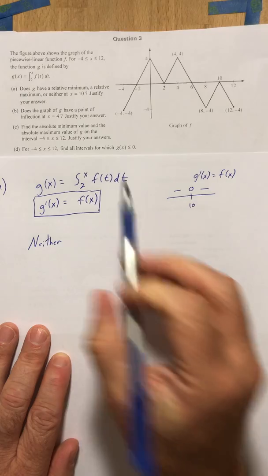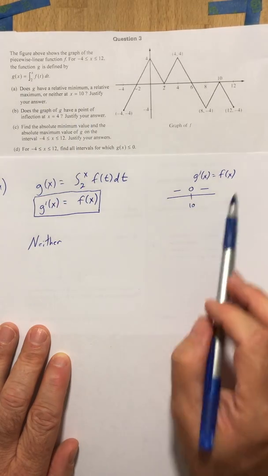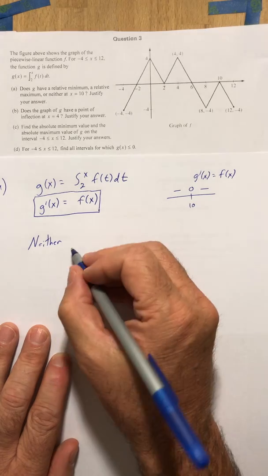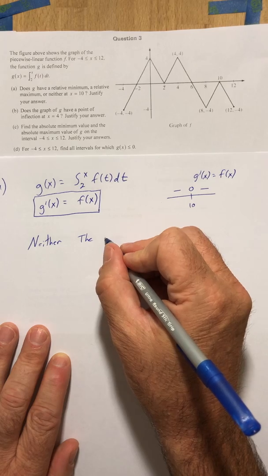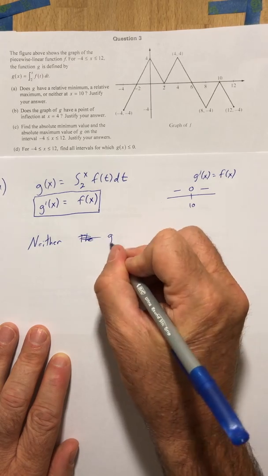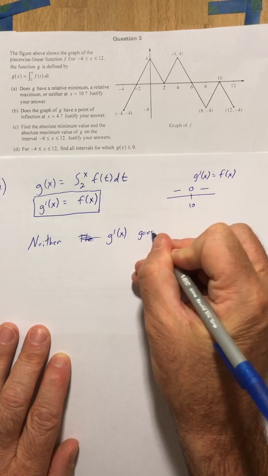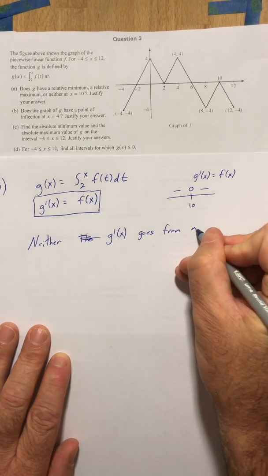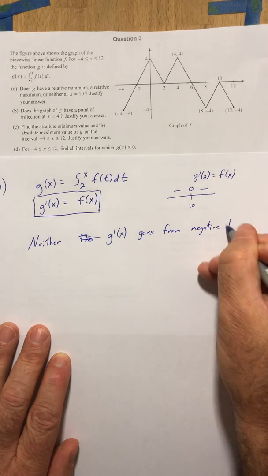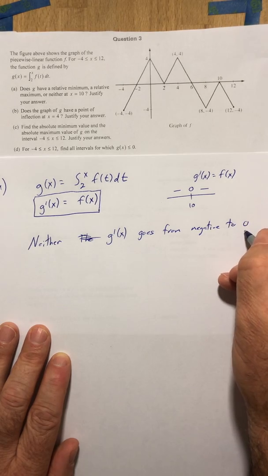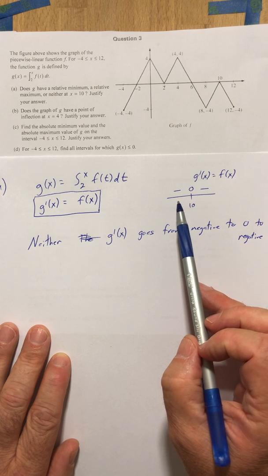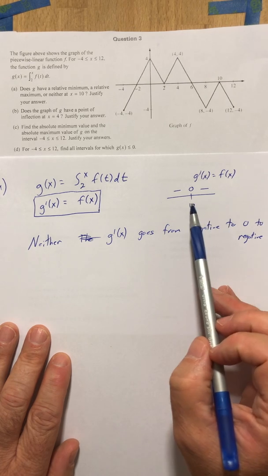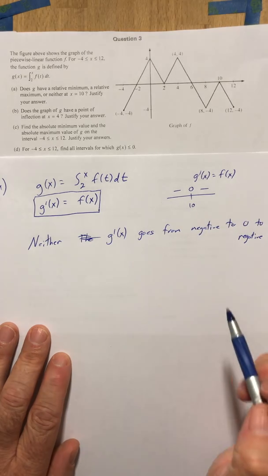What you need to do for a thorough answer, a justification, is to put this sign analysis into words. So a good way to put it would be, g prime goes from negative to 0 to negative. Another way you could say it is that the derivative of g is negative for x less than 10, negative after 10.